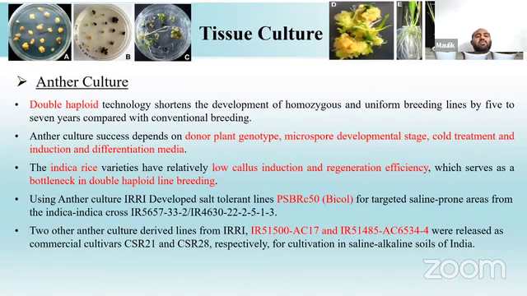Another technique is tissue culture. In tissue culture, various techniques are included, first is anther culture. Anther means the male organ is taken as a source, and we can develop a variety by using double haploid technology. Double haploid technology is very useful because it shortens the development of homozygous and uniform breeding lines by 5 to 7 years compared with conventional breeding.